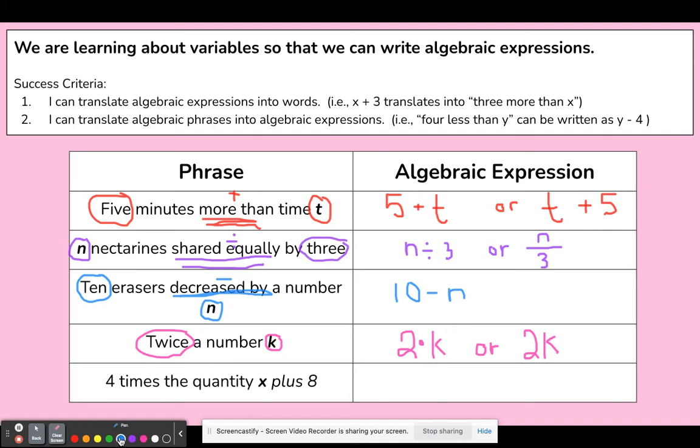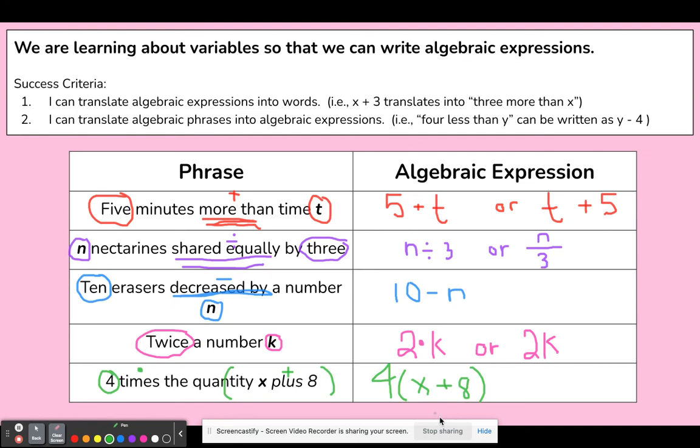Last one is going to get a little bit more tricky, so make sure you're watching. We have 4 times, that means multiply, the quantity. Quantity means you've got to use parentheses of x plus 8. So I'm going to have 4 times, whoops, my pen went away, 4 times the quantity, parentheses, x plus 8. And if you notice, I did not put the dot there for times. I could have, but side by side means multiply. That 4 is right next to the parentheses.